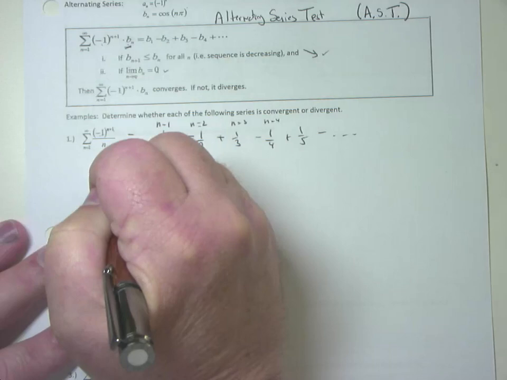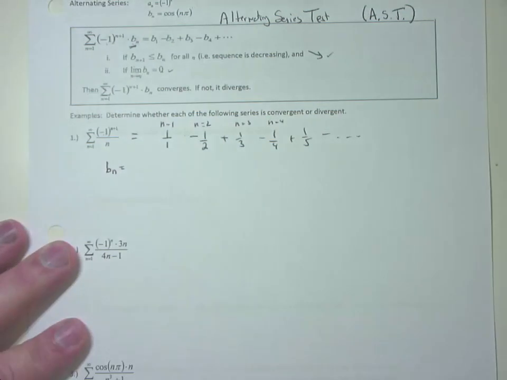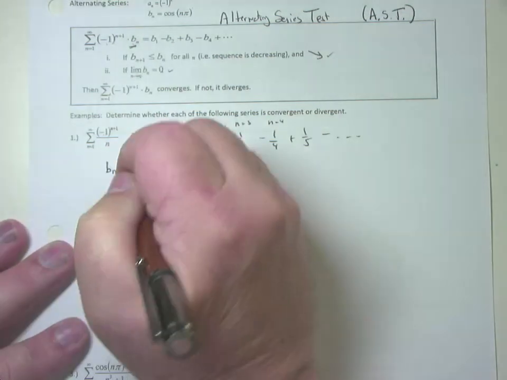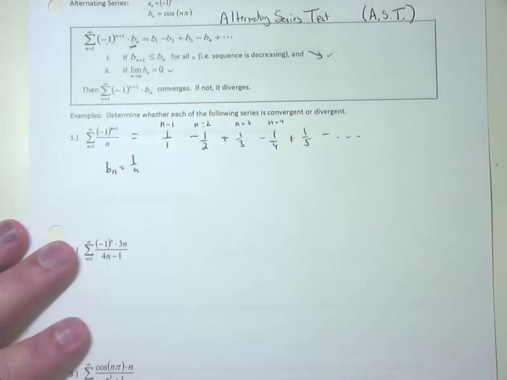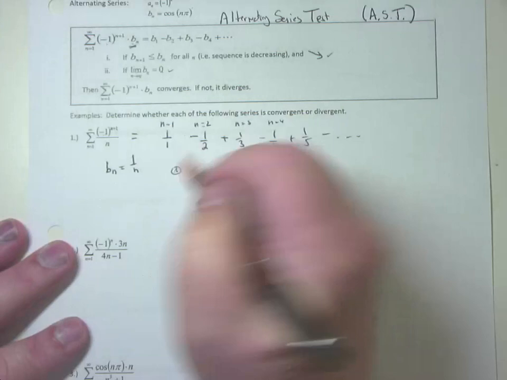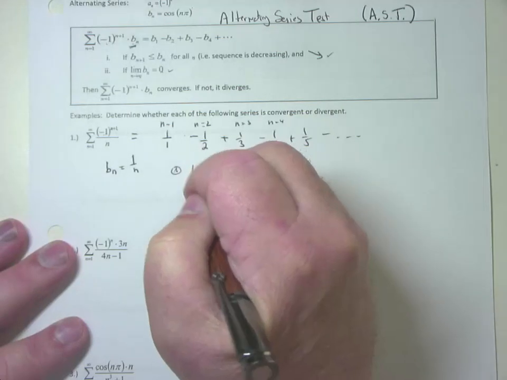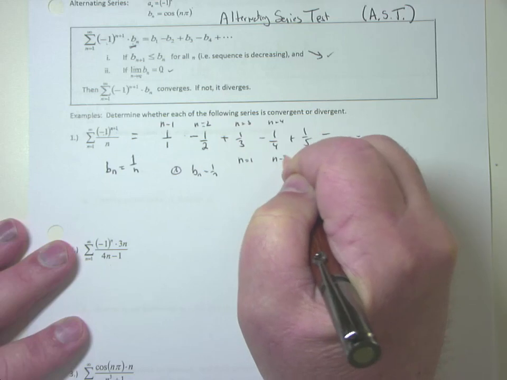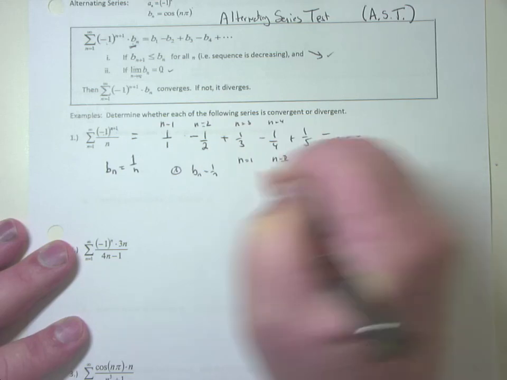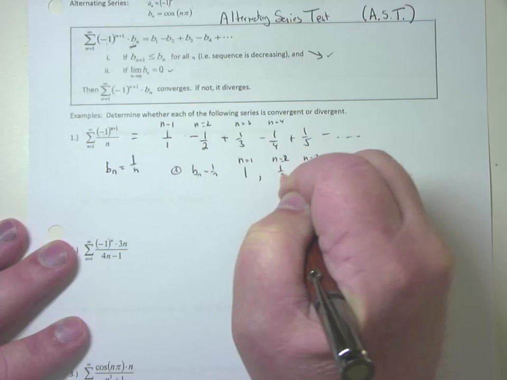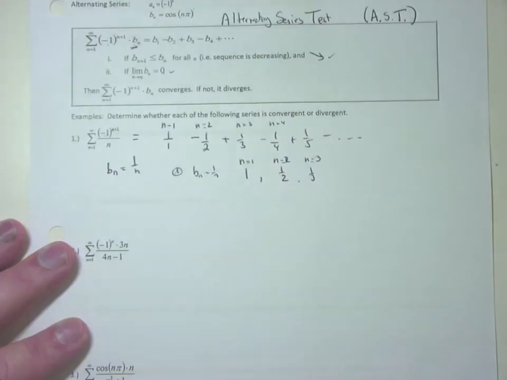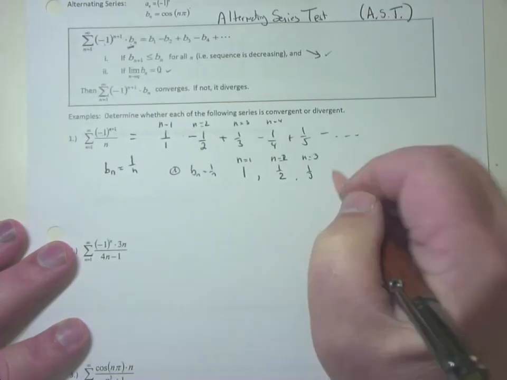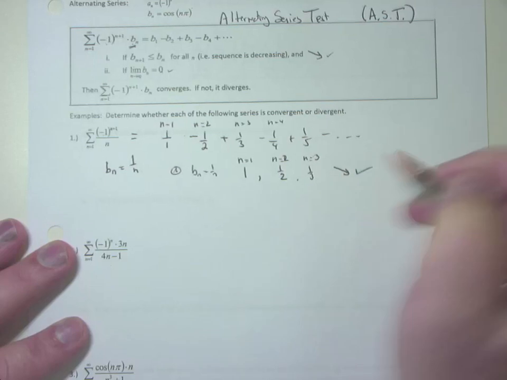So we're going to check it. The bn, the part without the alternation, the sequence part of your series, is 1 over n. Drop the (-1)^n part. The rest of it is 1 over n. We're going to check two things. Number 1, bn equals 1 over n. Does it go down? Well, plug in some numbers. n equals 1, n equals 2, n equals 3. This is 1 over 1, which is 1, 1 over 2, 1 over 3. What's happening to my numbers? 1 over 3, 1 over 4. They are going down. Check.